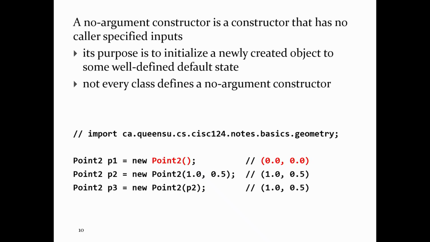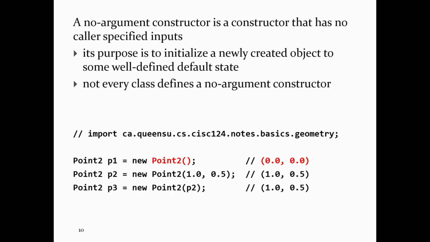Okay, so there's two types of constructors in Java that are notable. The first type of constructor that's notable is the constructor where the user passes in no information. So you call the constructor and there's no arguments to the constructor. Not surprisingly, this is called the no argument constructor, because it's the constructor that takes no arguments.